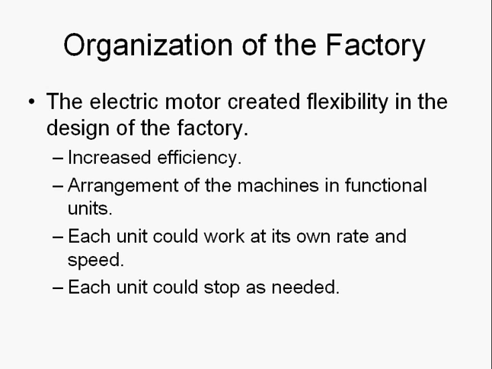So the electric motor created this flexibility by increasing efficiency, the arrangement of the machines in functional units. The factory designers were now able to put the machines where they would like to put them in a way that made the most sense production-wise, rather than be limited by where that drive was, where they needed to have belts. Each unit could work at its own rate. When all the machines were hooked into that central drive, in order to shut down or slow down a machine, it affected the entire factory. And related to that, each unit could stop as needed.